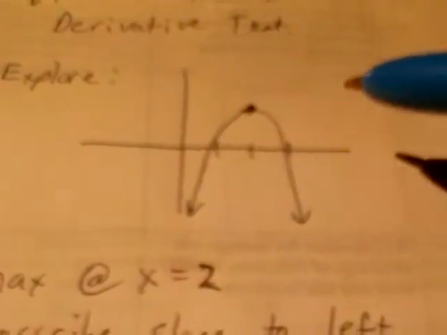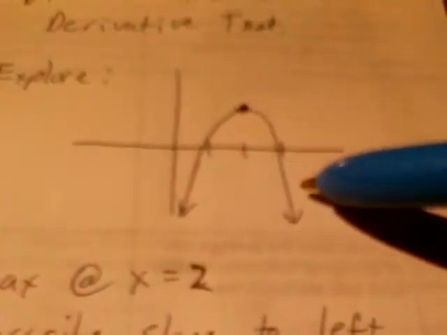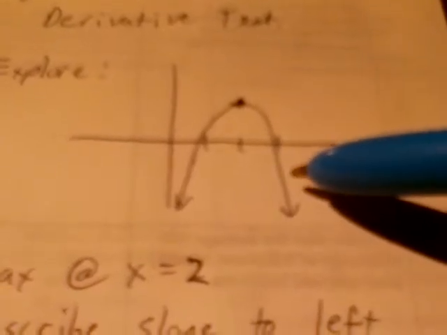And we can discover here that as we look back, the slope is positive, therefore the first derivative is positive to the left of 2. And the slope is negative, therefore the first derivative is negative when we're to the right of 2. So we can say that f prime is greater than 0 to the left of x equals 2, and f prime is less than 0 to the right of x equals 2.